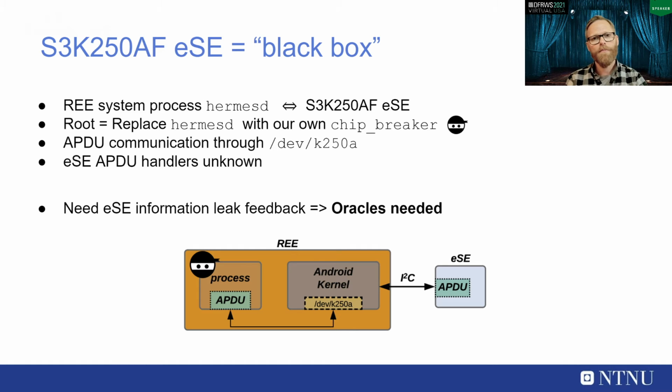So since this is a black box, how do we attack it? Well, we can investigate and look at the processes talking to this secure element device. You can reverse engineer this Weaver daemon process, which talks to the secure element chip. We can replace this with our own chip breaker tool to make it easier to develop code. Since we have root on the device, we can put in our own code and our own process.